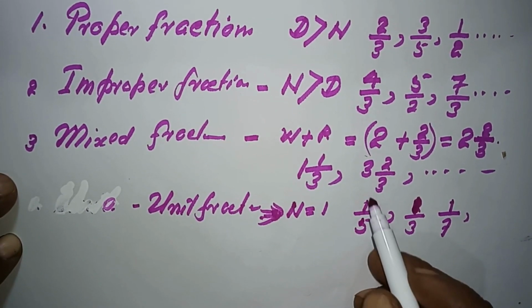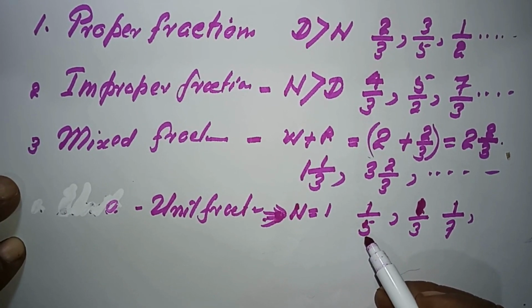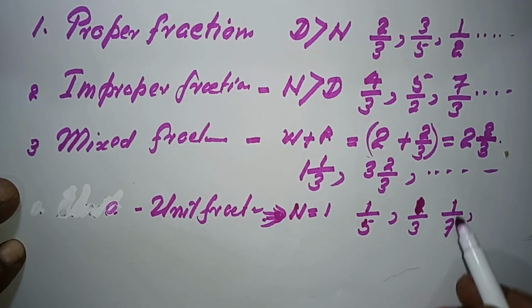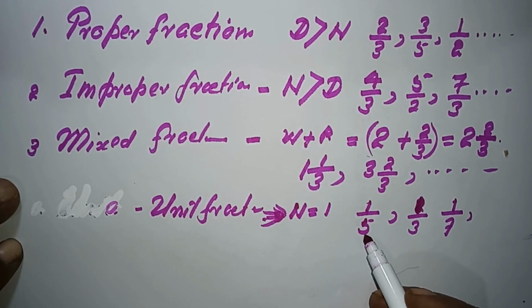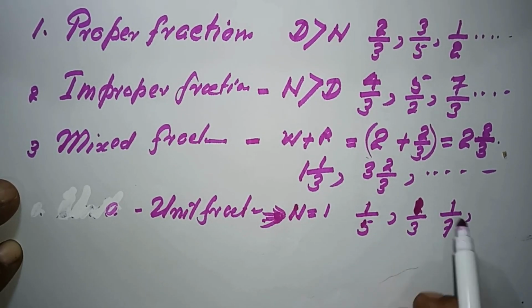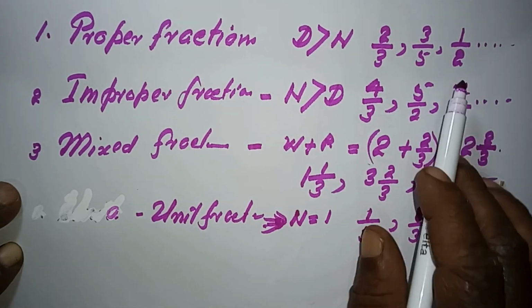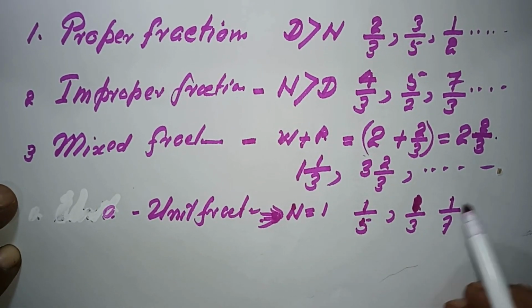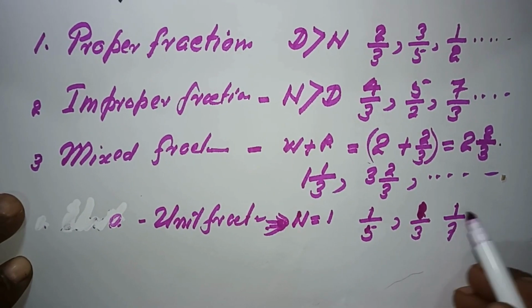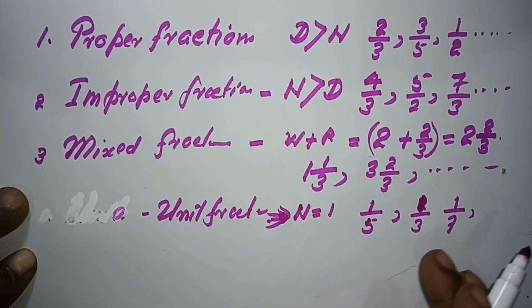Now you can see here, the denominator is greater than the numerator. In all these unit fractions, the denominators are greater than the numerator. That means they are coming under these proper fractions. As there is a special feature, that is numerator is equal to 1, we consider them as unit fractions.